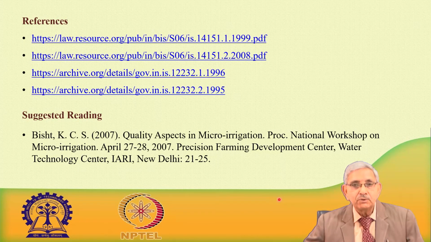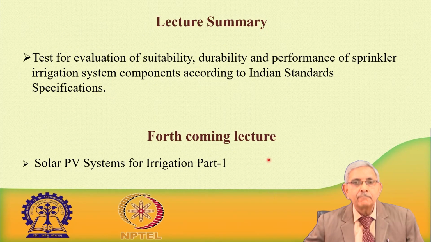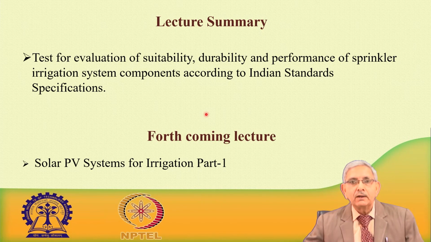So, we discussed all those tests. Please refer to these references, including internet references, about these tests. These are available in the Bureau of Indian Standards and also the International Organization for Standardization test codes, which one should refer to. And then let us summarize this particular lecture. We discussed the evaluation of stability, the durability as well as the performance of the sprinkler irrigation system components according to Bureau of Indian Standards specification.